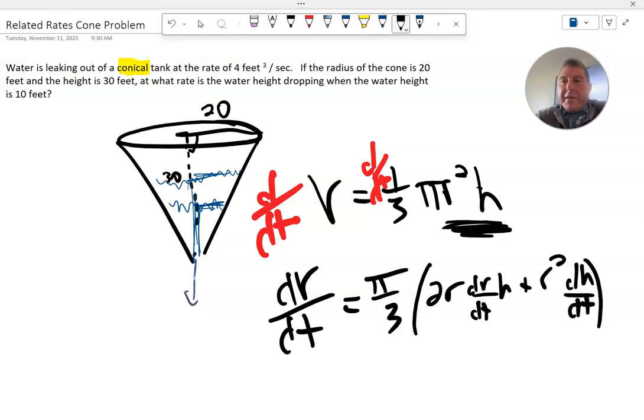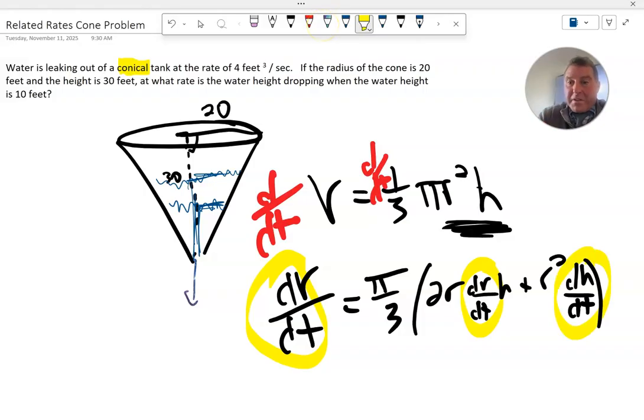Okay? This is my related rates equation, and it's quite complicated. And it's complicated because there are lots of rates and variables, in this case, lengths, that are involved. It's the rate of change of the volume. It's the rate of change of the radius. It's the rate of change of the height. And it also includes the radius and the height and the square of the radius at any moment.